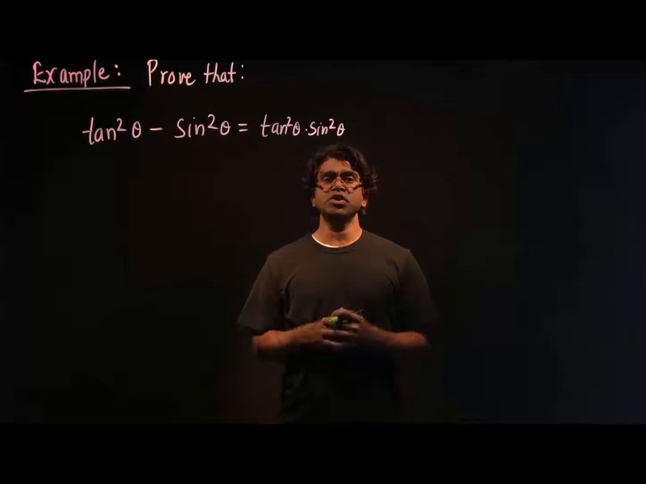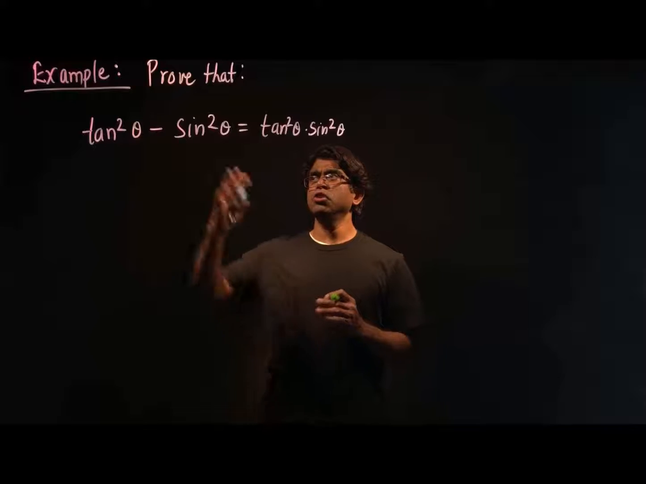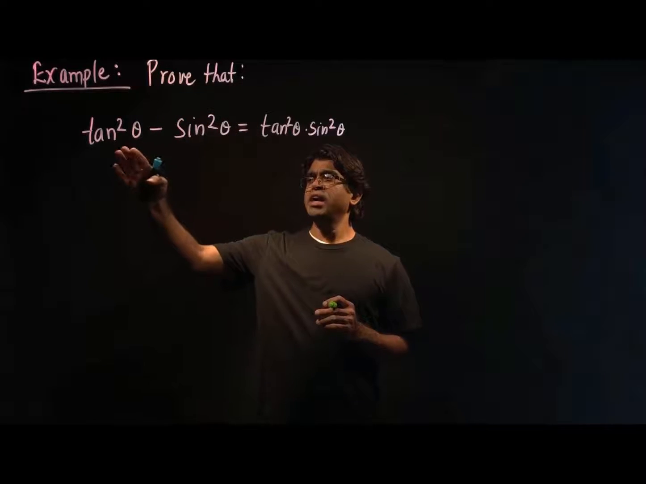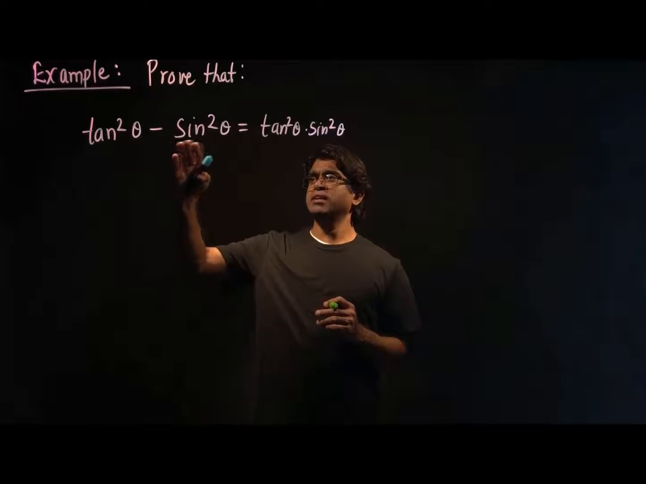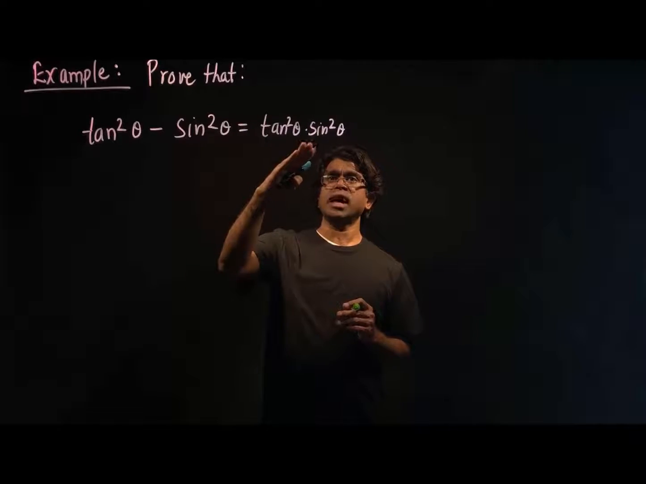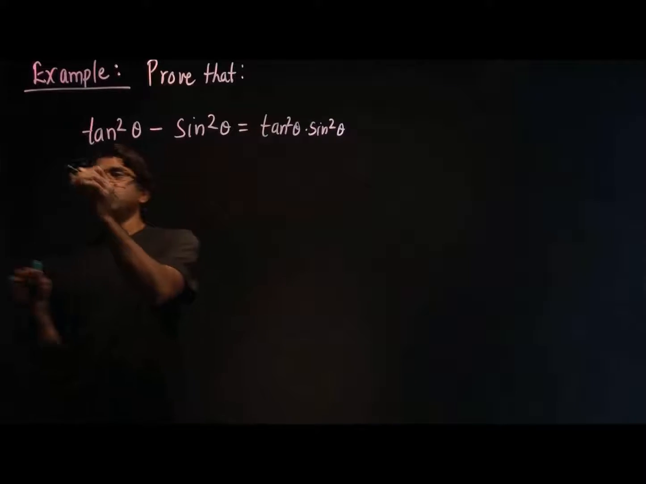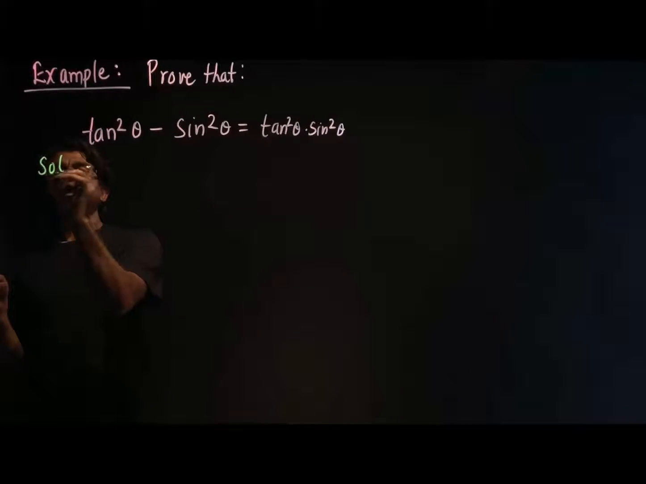In this video, we are going to talk about examples of trigonometric identities. My example is: prove that tangent squared theta minus sine squared theta is equal to tangent squared theta times sine squared theta.